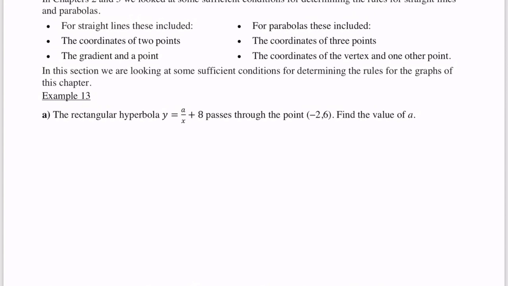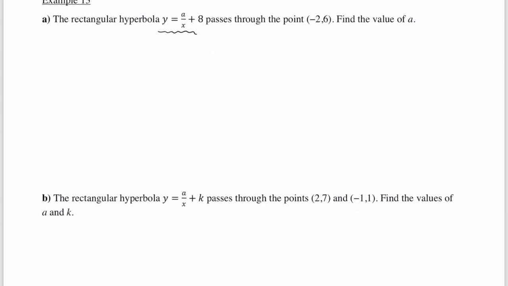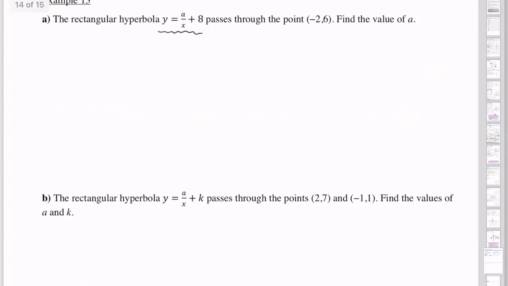If you have a look at example 13, we have a rule, y equal to a over x plus 8. The problem for us is we don't know the value of a, so to determine it we need to find the value of a so that we can find the correct hyperbola equation, which is also called hyperbola rule. Okay, so now read example 13.